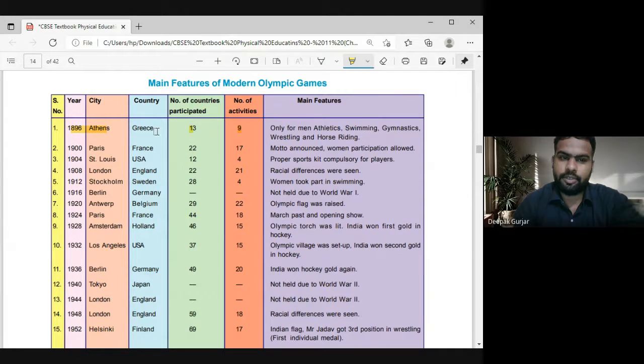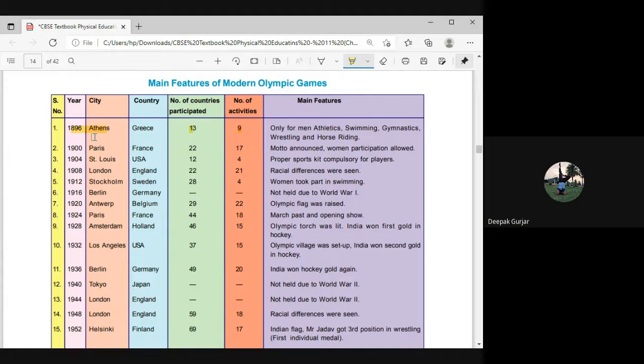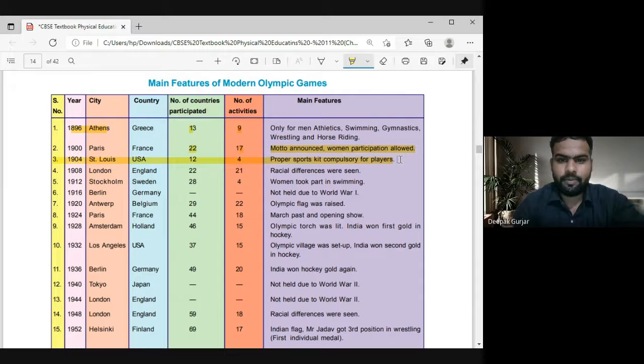If we talk about 1900, the modern Olympics are held every 4 years. In 1900, the modern Olympics were held in Paris, France, and 22 countries participated. There were 17 activities, and it is the time when the Olympic motto was announced. Women's participation was allowed, along with a proper sports kit, in this third modern Olympics, right? So what is the Olympic motto? The Olympic motto is Citius, Altius, Fortius, right?